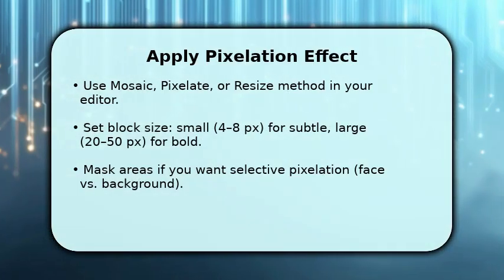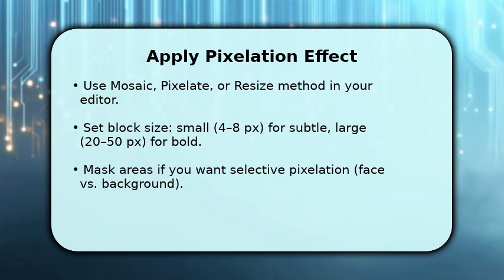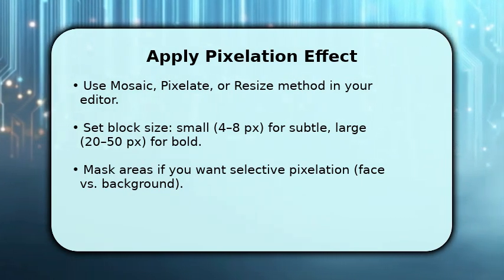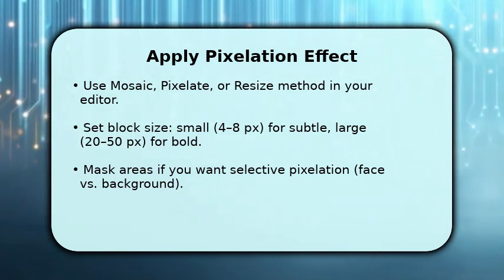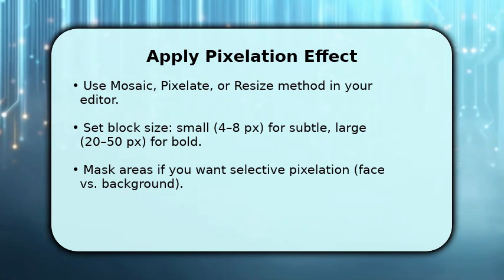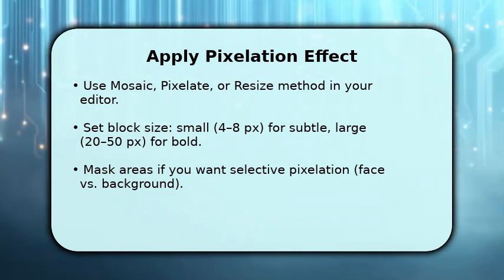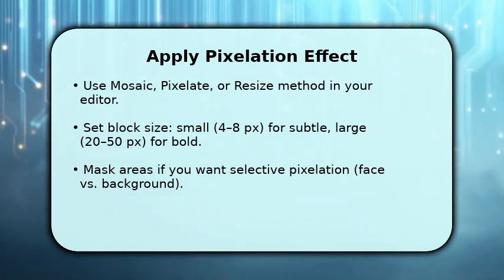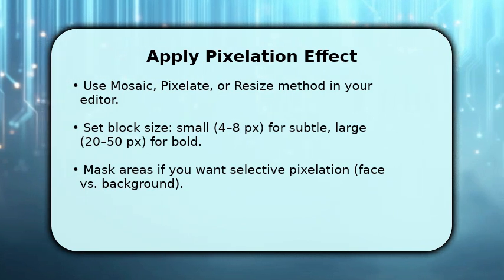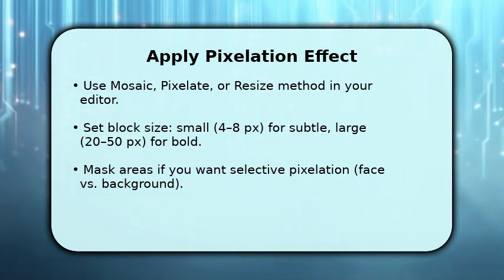Now you apply the actual pixelation. Use a mosaic or pixelate filter, or resize the image down then back up with nearest neighbor resampling. Each method preserves hard blocks. Choose block size based on intent. 4 to 8 pixels feels subtle, 20 to 50 pixels gives an obvious retro look.